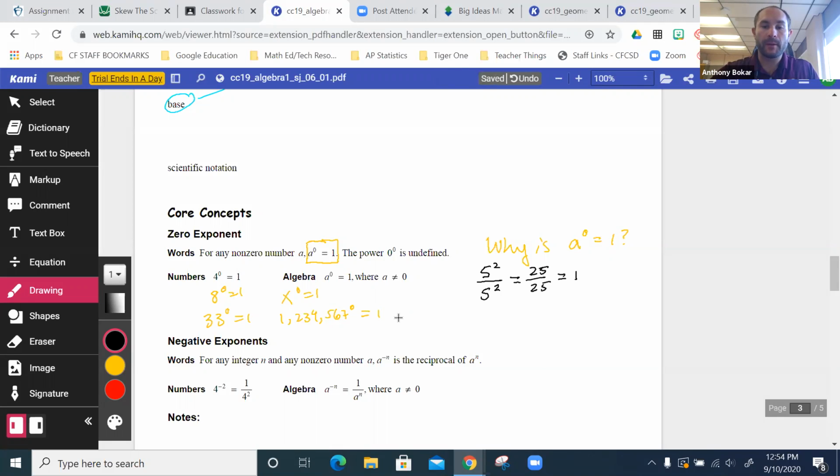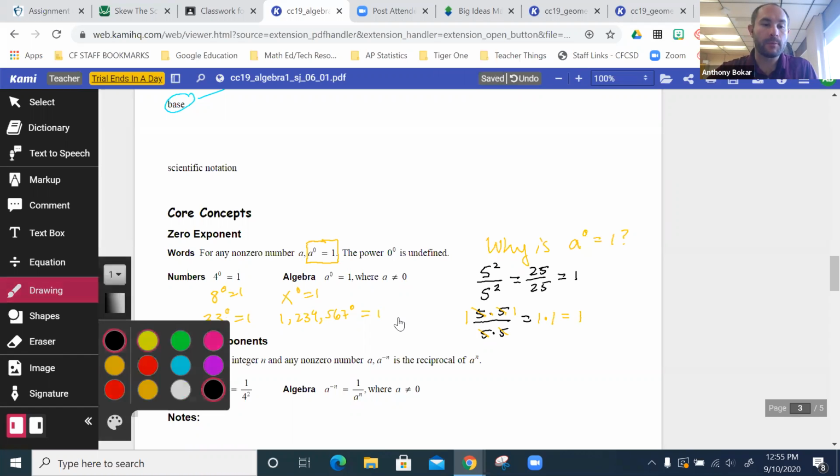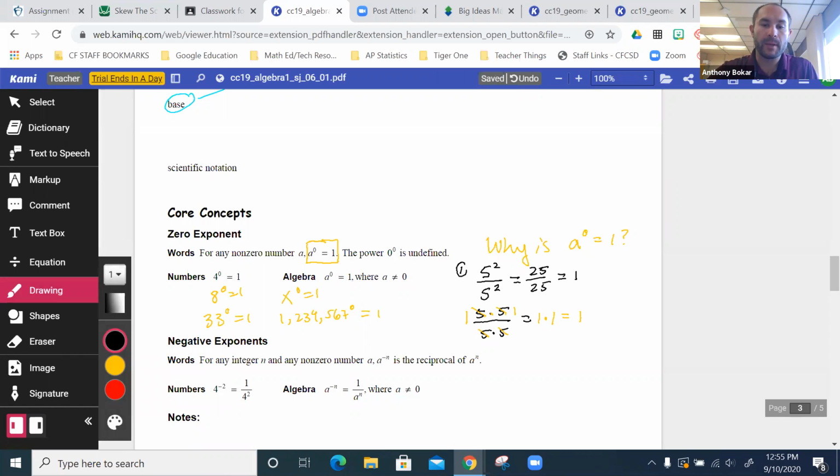Now, what's another way to go about this? We can write out what 5 squared is: 5 times 5 divided by 5 times 5. When you divide by the same number, what happens? 5 divided by 5 is 1. 5 divided by 5 is 1. So we are left with 1 times 1. What is 1 times 1? It's 1. So there's a total of 3 ways to understand this. You can get 1 by doing any of those.